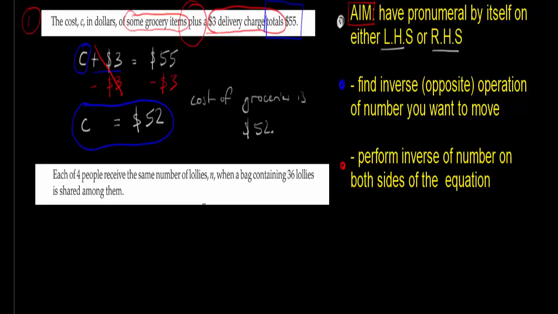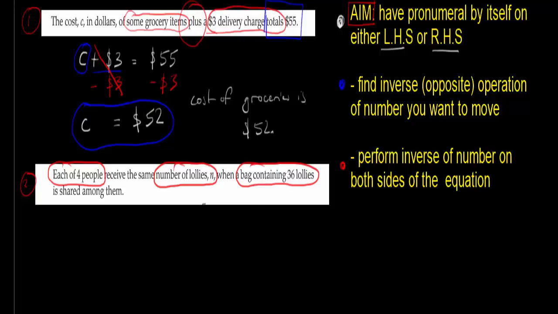Right, how about the next problem? So here we have each of 4 people receive the same number of lollies n when a bag contains 36 lollies is shared amongst them. So obviously we're trying to figure out how much each of them get. But first, remember, first we have to write that into a worded equation. Right, so it says each of 4 people. Right, so we have 4 times a number of people, so 4n. And it receives some number of lollies. So the number of lollies is what we don't know, so that's our unknown. And we give out a bag containing a total of 36 lollies. Right, so that's your worded equation.